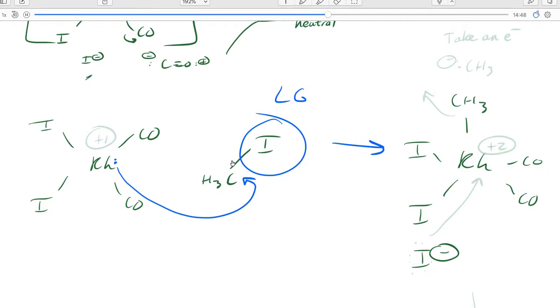So here it was -1. No, it was +1. It's +1 over here. But if we look at the methyl group we attached on, if we took it off again, it would be a carbanion, which is a negative charge. So that indicates that this group has to take an electron. So because it takes an electron, its oxidation number has to increase. So now we are in the +2 state.